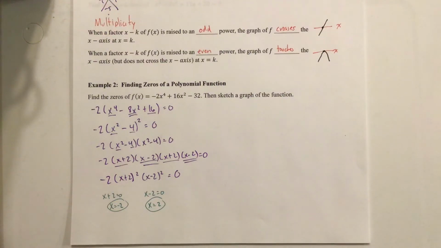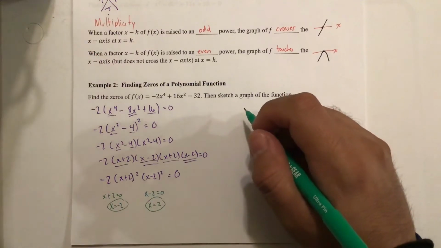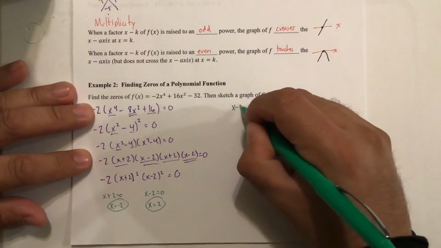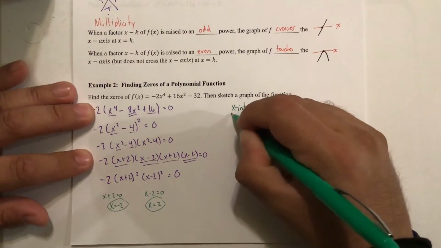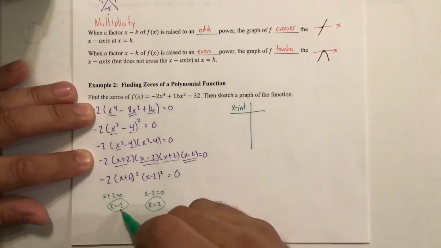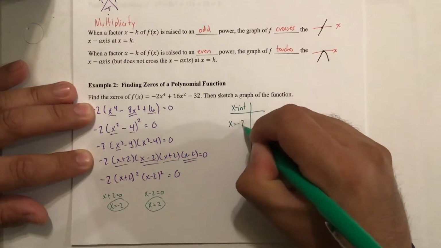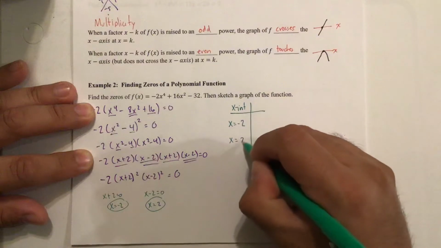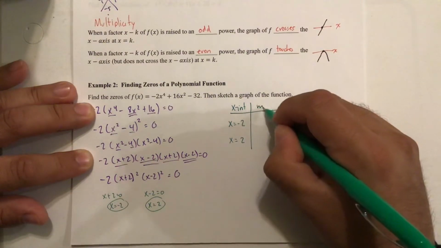Now, if we're talking about sketching the graph, let me show you how I would do that. First, let me talk about the x-intercepts. Right now, my x-intercepts are x equals negative 2 and x equals positive 2. Now we're going to talk about that multiplicity.